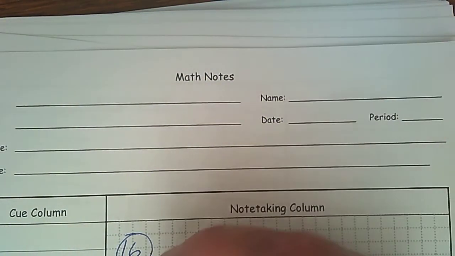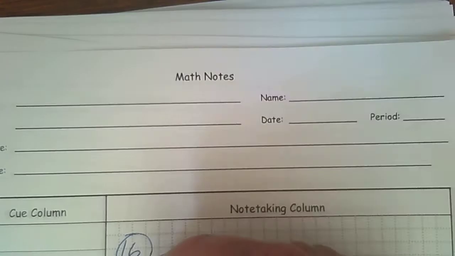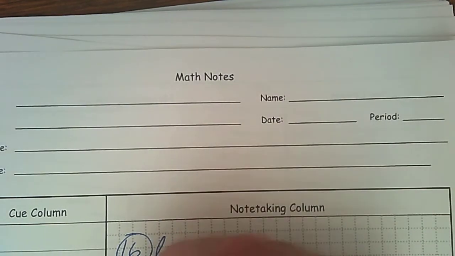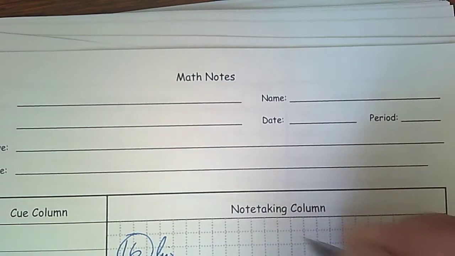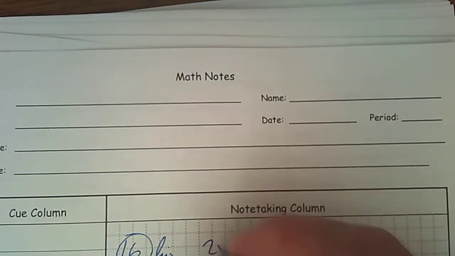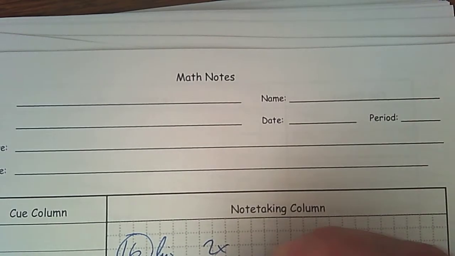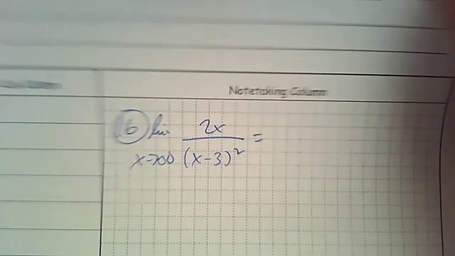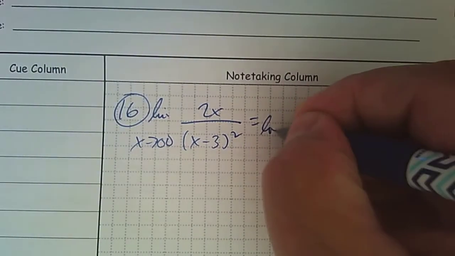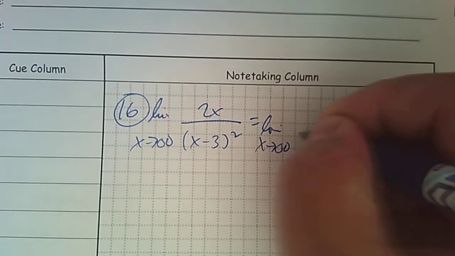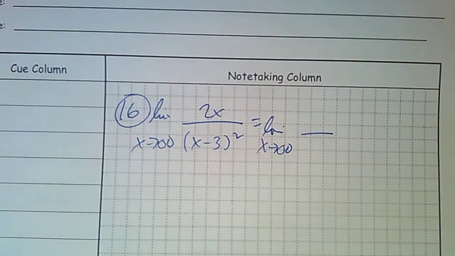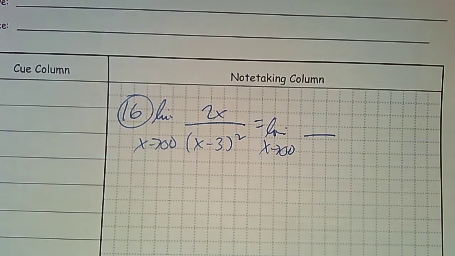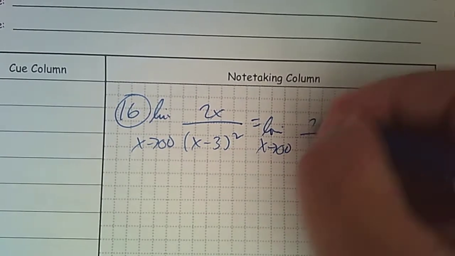Number 16. The limit as x approaches infinity of 2x over x subtract 3 squared. So identify the power terms. Know it's the right end. Sometimes both ends go to the same number, and sometimes they don't. So we need to recognize the power term.